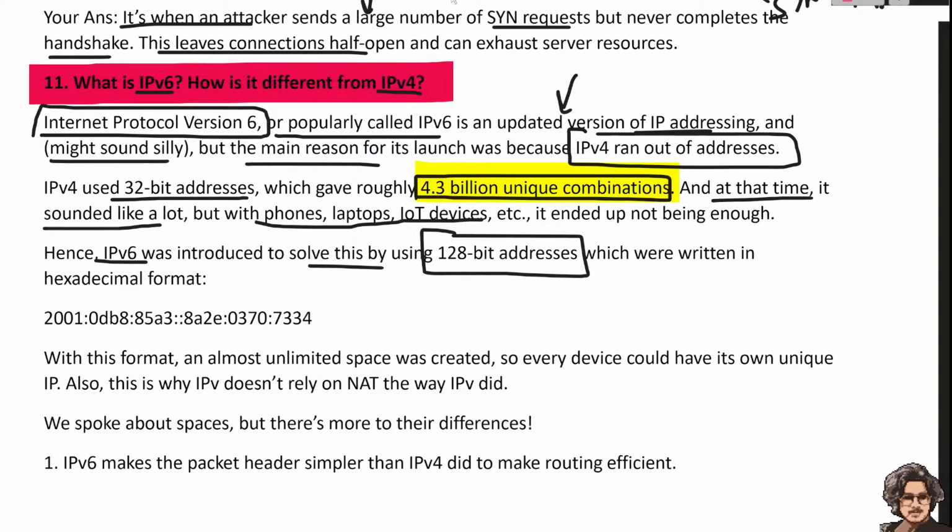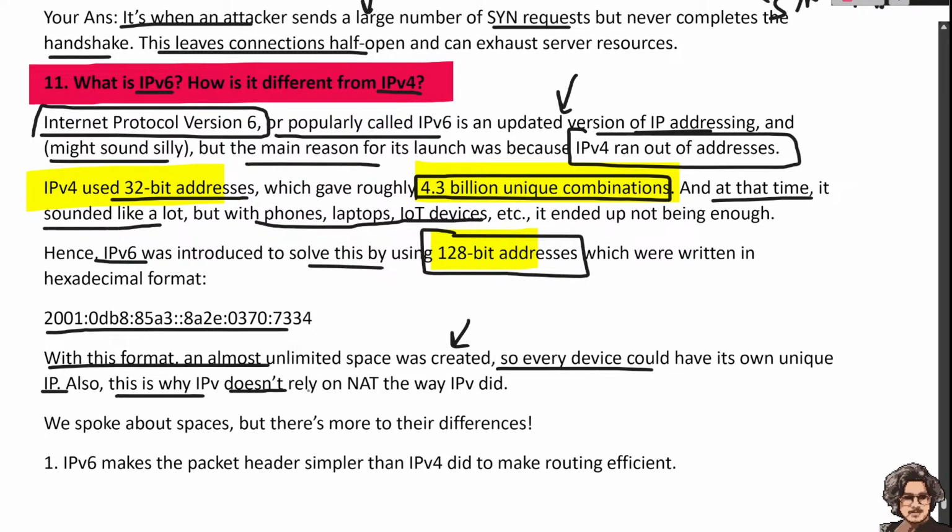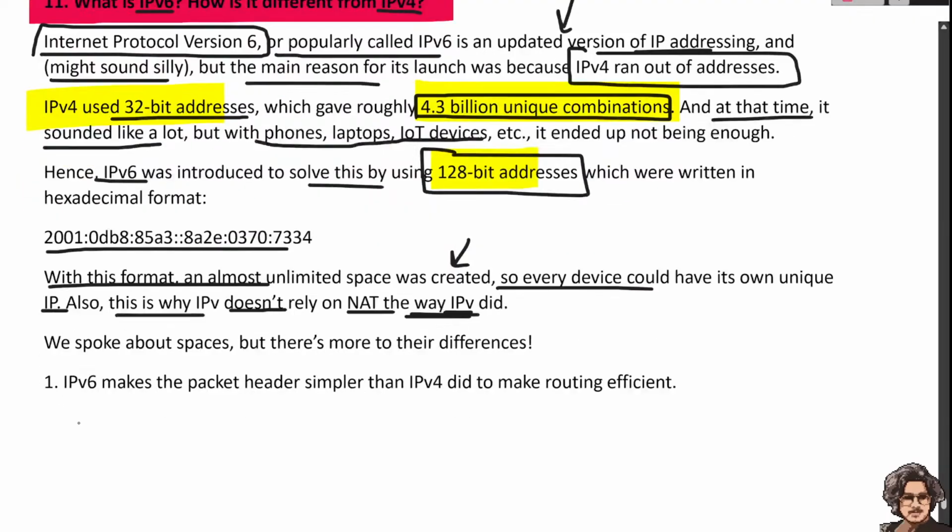So this is 32-bit, this is 128-bit, which is written in hexadecimal format, which looks like this. With this format an almost unlimited space is created, so every device can have its own unique IP. This is also why IPv6 doesn't rely on NAT, the way IPv4 does.